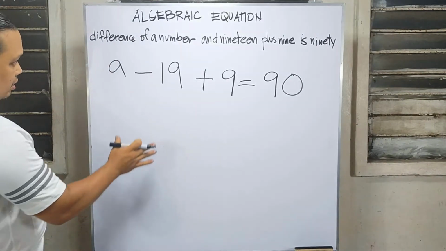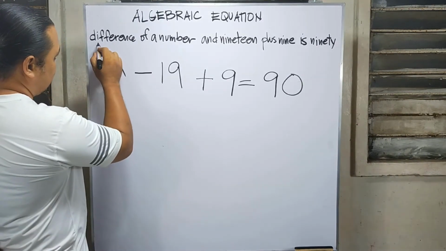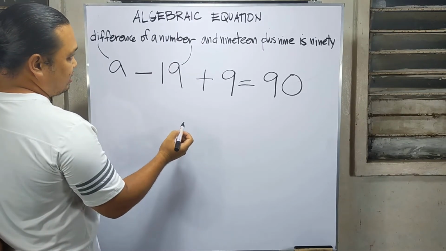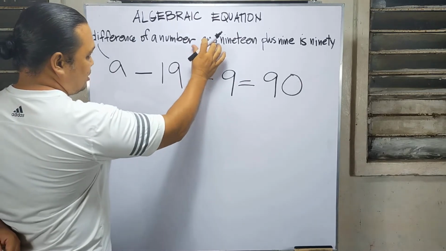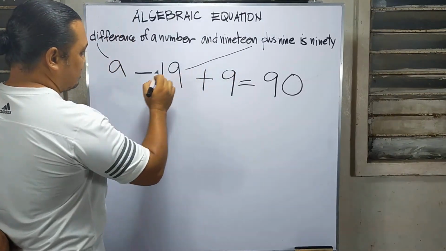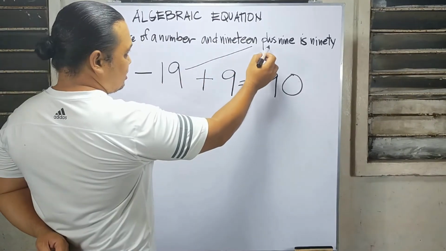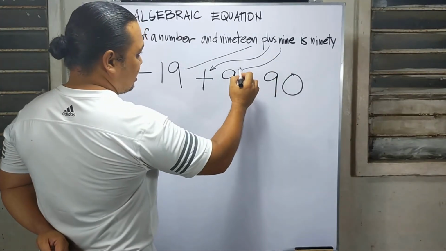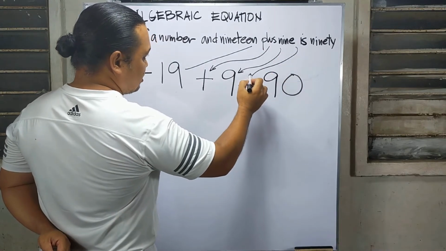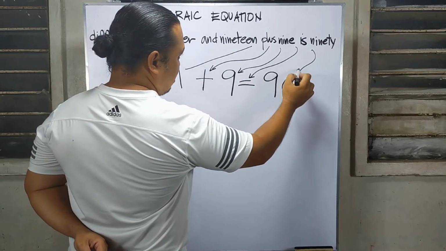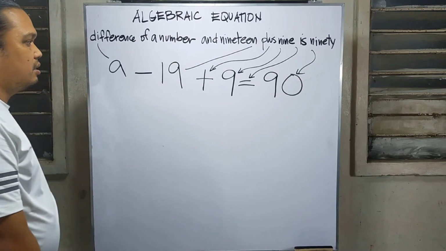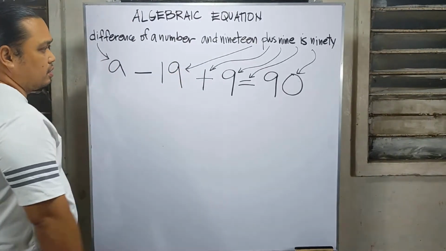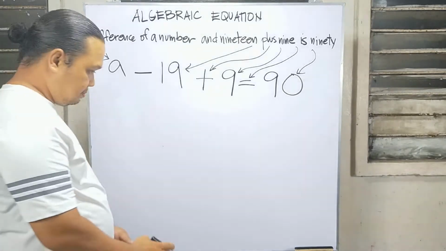Okay, so this will be the difference of a number and 19. This will be here, and 19 plus, this will be our plus, okay, 9. Now is our equal sign, and 90 for our answer. Okay, that will be our interpretation. Okay, so let's have some more examples.